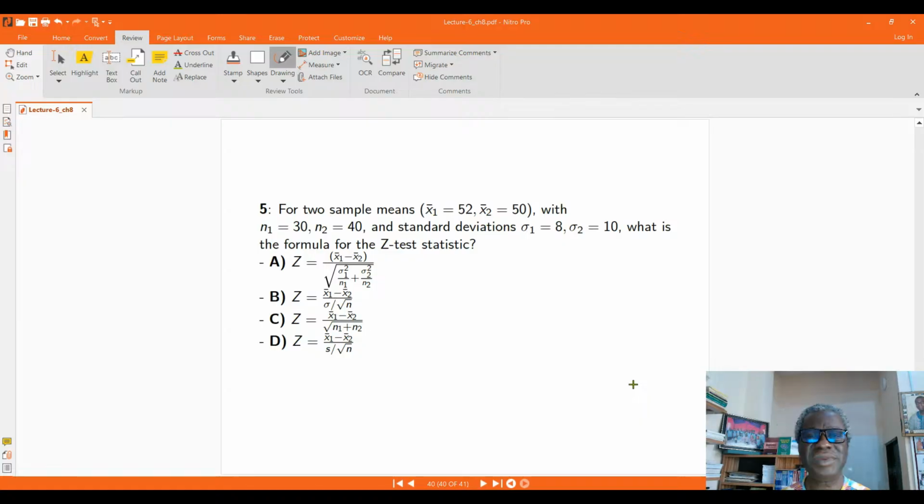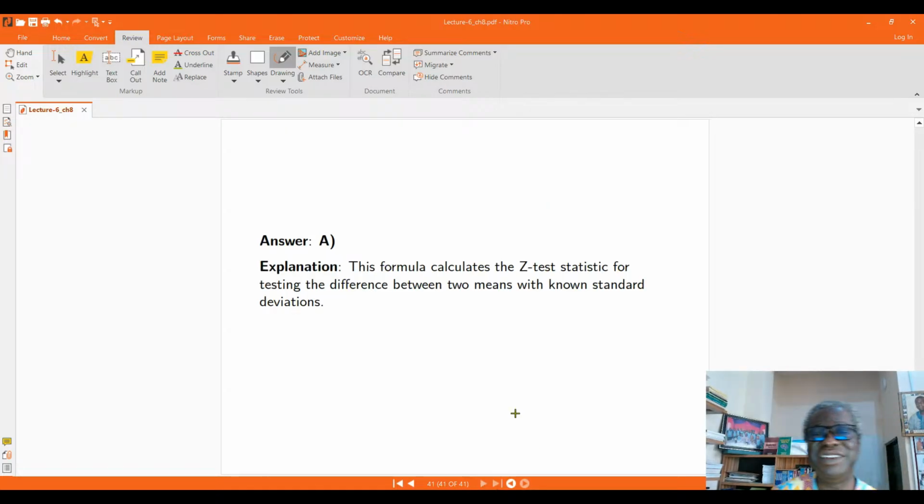So what are your choices? People are going for A. So there's a consensus. The correct answer is A. This formula calculates the Z statistic for testing the difference between 2 means with known standard deviation.